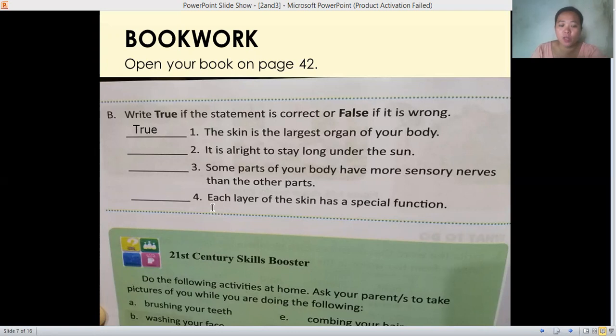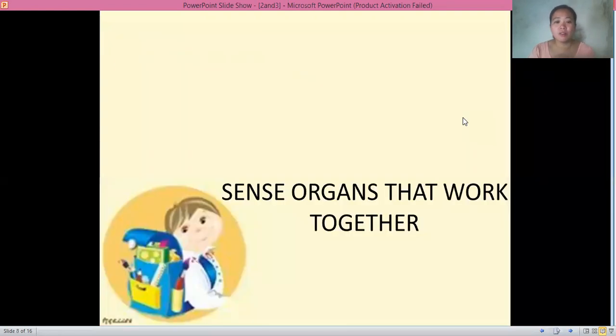And number 4, each layer of the skin has a special function. Number 4, each layer of the skin has a special function. True or false? Okay, so if you are done, let's proceed to our next topic. But those who are not yet finished, please pause this video and then play it again once you finish.